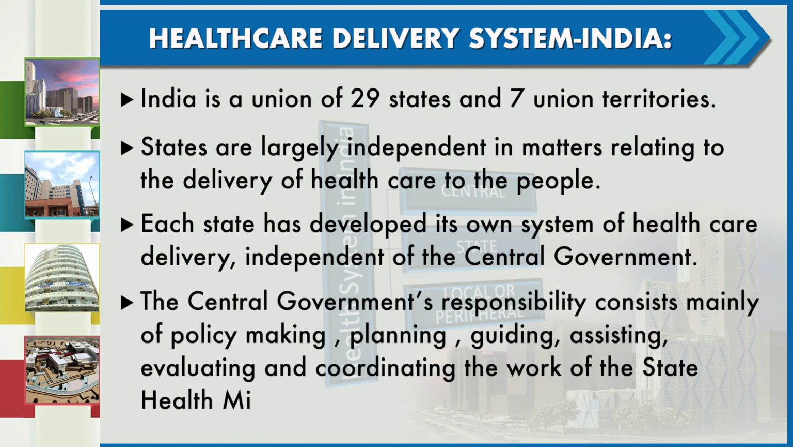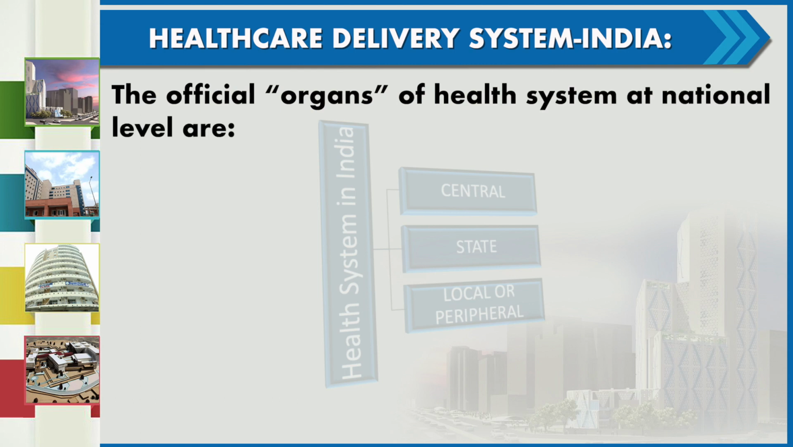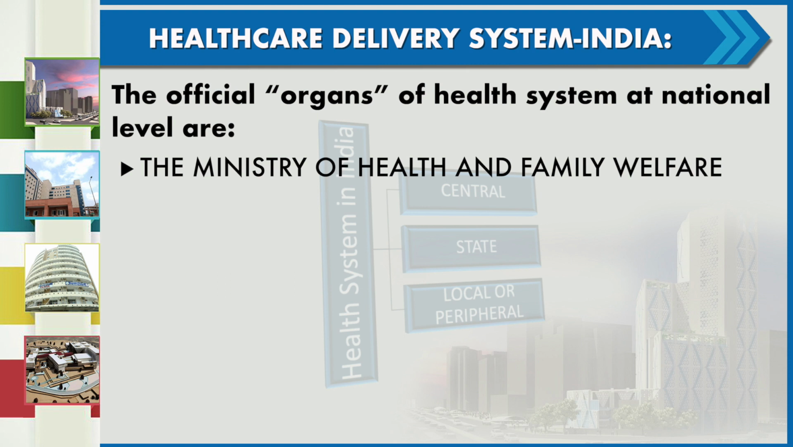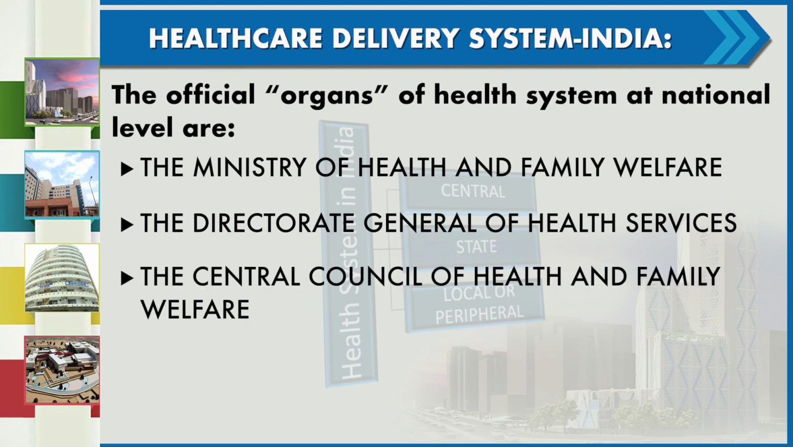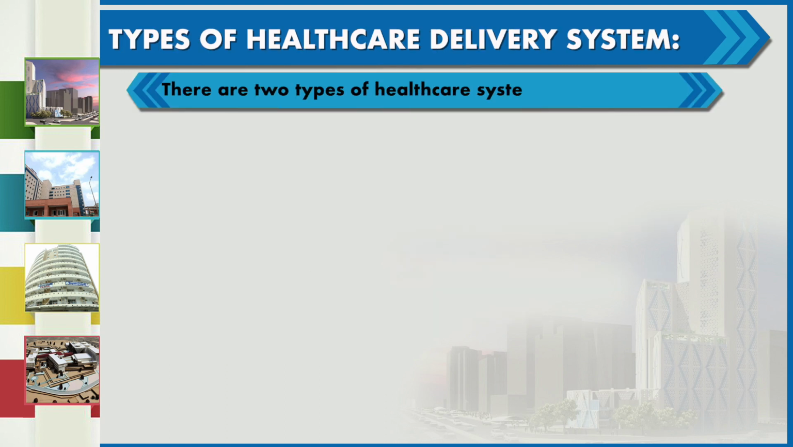But the central government has certain responsibilities which are policy making, planning, guiding, assisting, evaluating and continuing coordinating the work of various health ministries. The official organs of the healthcare system at the national level are the Ministry of Health and Family Welfare, then there is a Directorate General of Health Services and there is Central Council for Health and Family Welfare. So there are two types of healthcare systems in India.